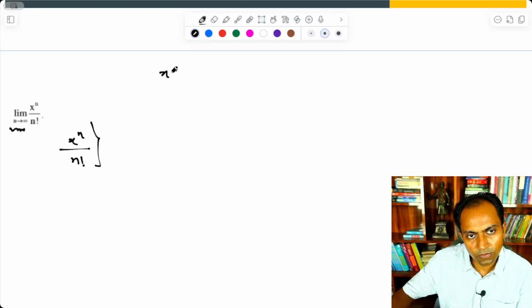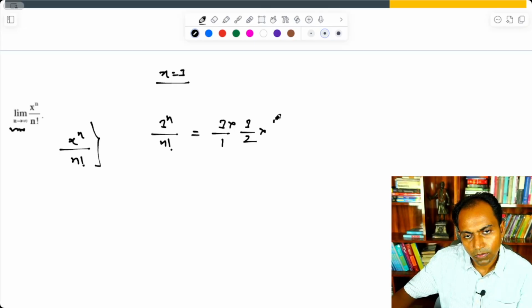If I take the value of x as, let us say 3. What will happen? This will become 3 raised to the power n by n factorial. So if I try and understand, this is 3 into, let us write this n factorial as 1 into 2, 3 by 2, then 3 by 3, then 3 by 4, then 3 by 5, and this will go till n.